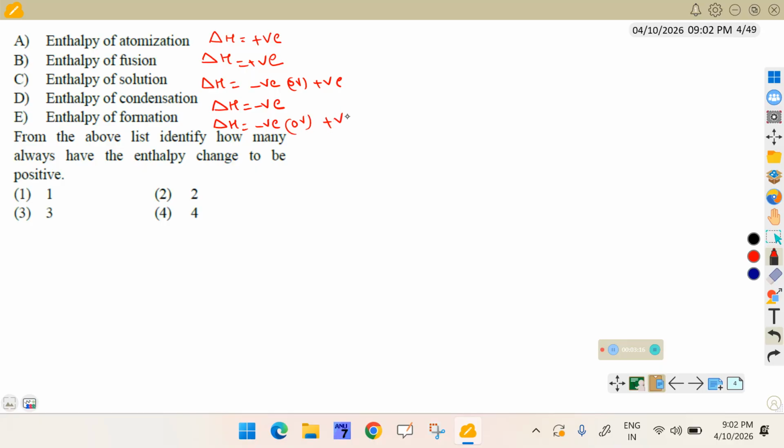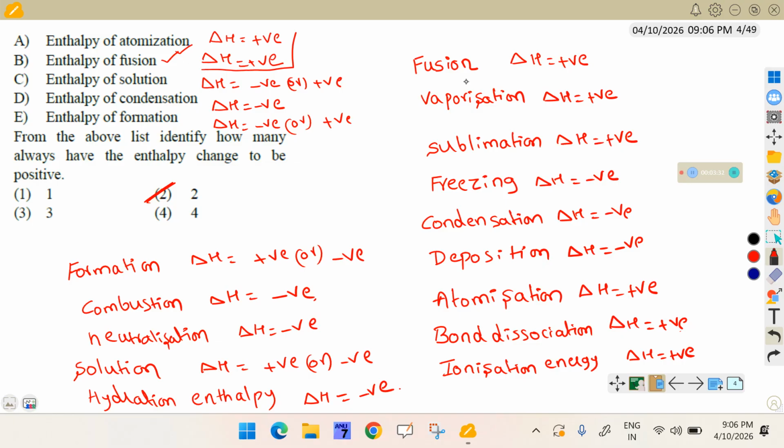Here what is the question? From the above list, identify how many always have the enthalpy change to be positive. Only enthalpy of atomization and enthalpy of fusion, delta H value is always positive. For the remaining processes, the value of delta H varies.